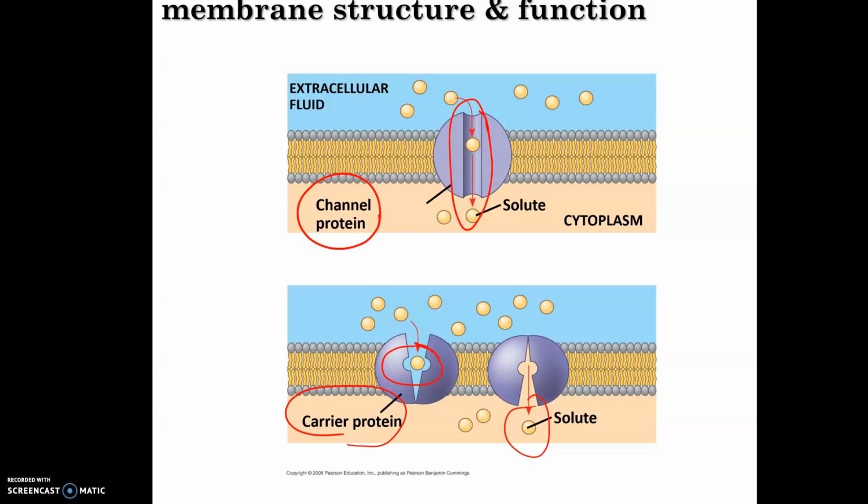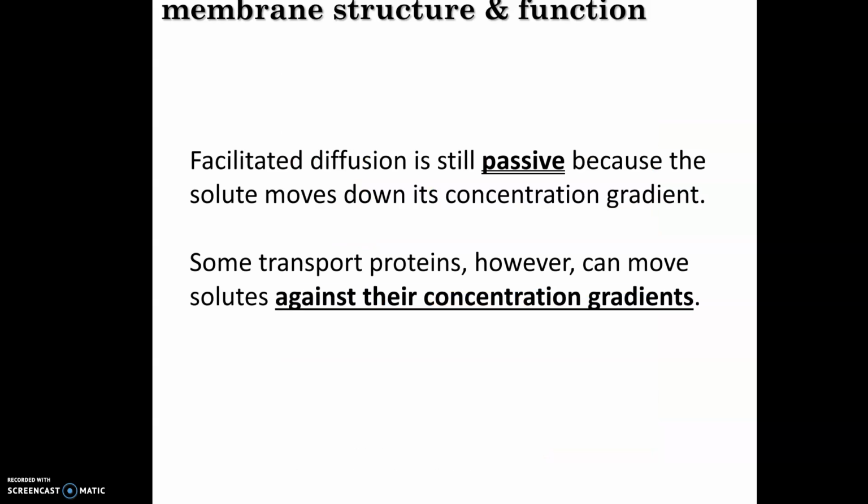Then it will turn around to the other side of the membrane, open back up, accept a solute, close, and then open up to the bottom and drop it into the cytoplasm. That's really interesting to see. Facilitated diffusion is still passive because the solute is going to move down its concentration gradient. What we've been talking about so far is movement from a high concentration to a low concentration.